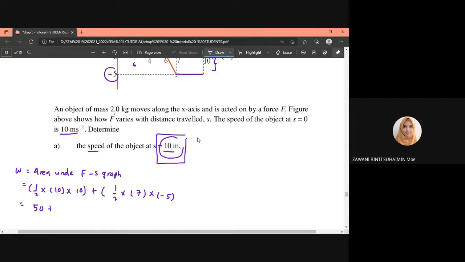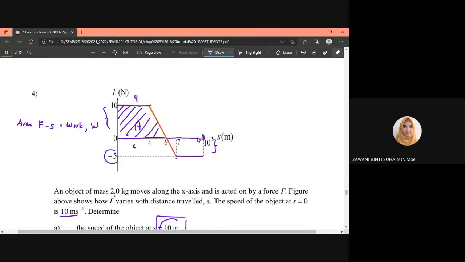Okay. Tambah 35 bahagi 2. 17.5. Okay, so bila kita kira-kira, kita akan dapat 32.5 joule. Okay, so that is our answers. Okay, so awak kena tengok juga, kena alert juga dekat sini.